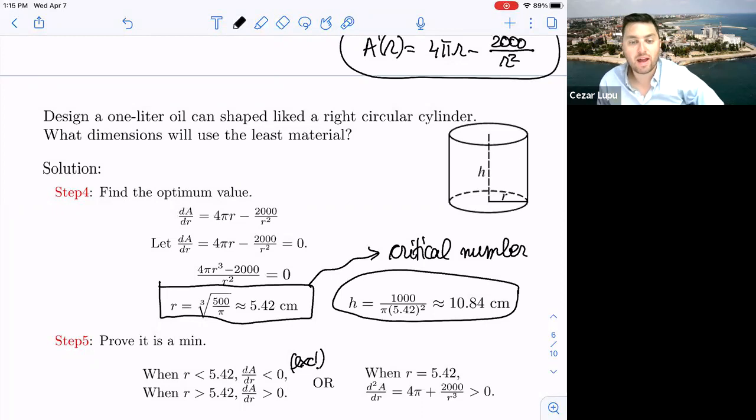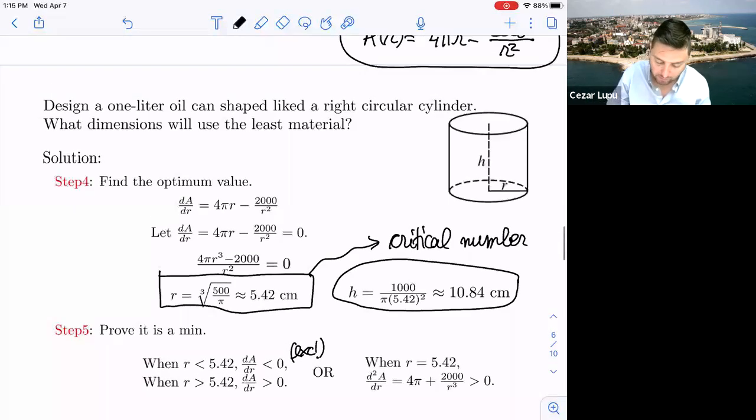And exactly when r is 5.42, the second derivative, like Muhammad said, you can apply the second derivative. Why not? So this is the first derivative test, if you want to put it this way, and this here is the second derivative test.